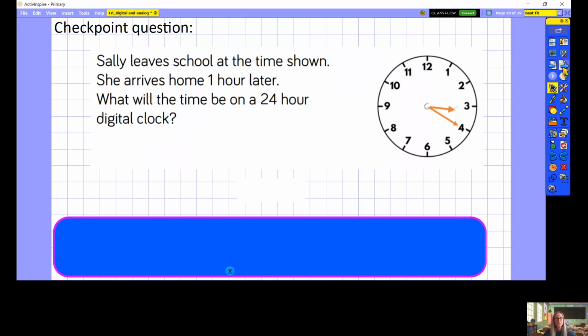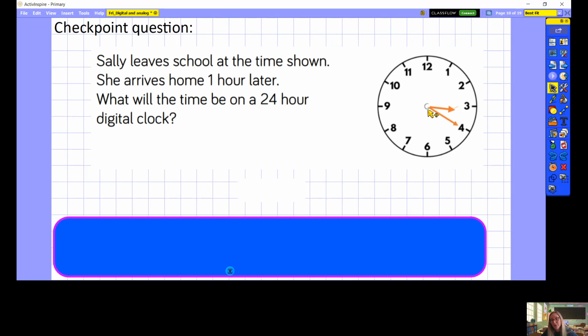So here's your checkpoint question. Sally leaves school at the time shown on the clock. She arrives home 1 hour later. What will the time be on a 24-hour digital clock? So I need you to look at the time on the clock, and write down the time that is 1 hour later in a digital time on a 24-hour clock. So pause the video now and have a go at that question.